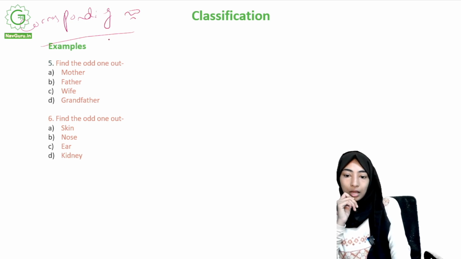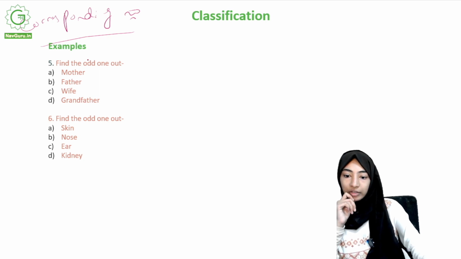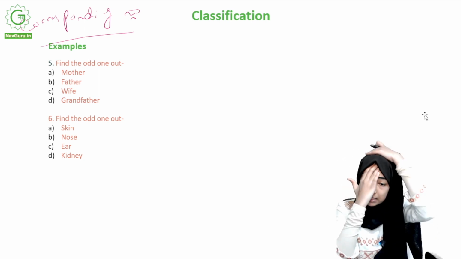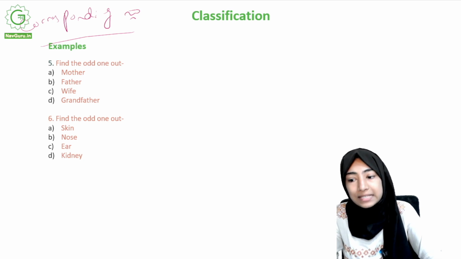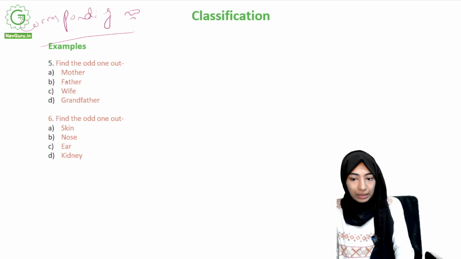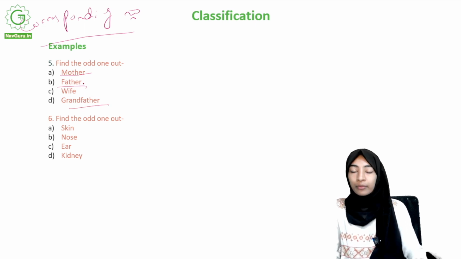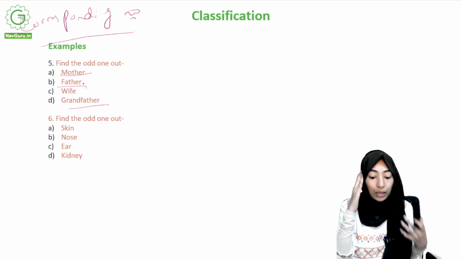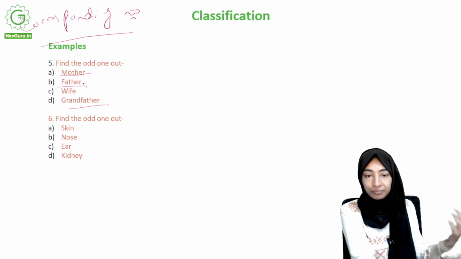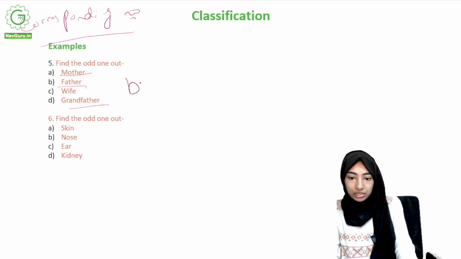Moving on, find the odd one out. Mother, father, wife, grandfather. Okay, so this is very simple. Mother, father, grandfather, all of these are what? Blood relations, right? Your wife is not somebody who's related to you until you actually get married to her, right? So this is what we call blood relations.